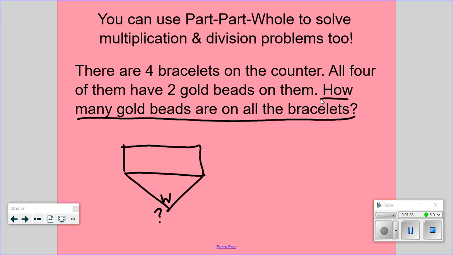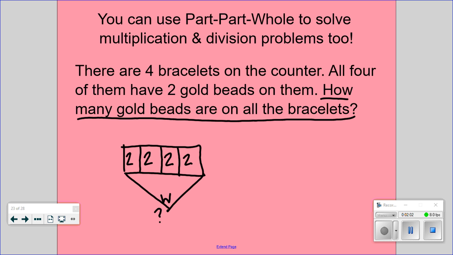Now we are going to look at what we know in terms of where these gold beads are. So I know I have 4 bracelets, and each of these bracelets have some gold beads. So I'm going to separate my bar into 4 sections, and that's going to represent each bracelet. And then each bracelet has 2 gold beads. So I'm going to go ahead and put 2's in each of my boxes to show that each bracelet had those 2 gold beads.